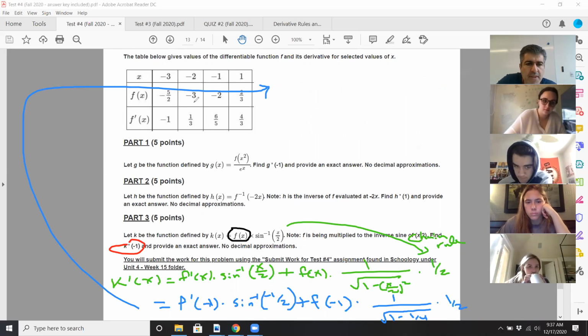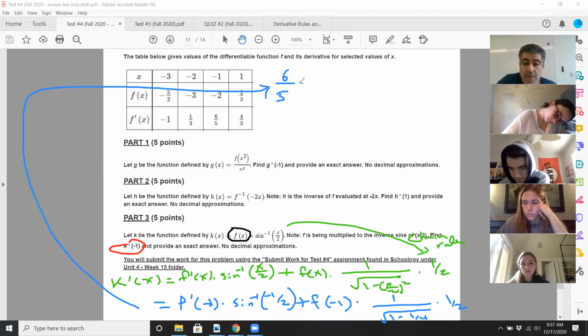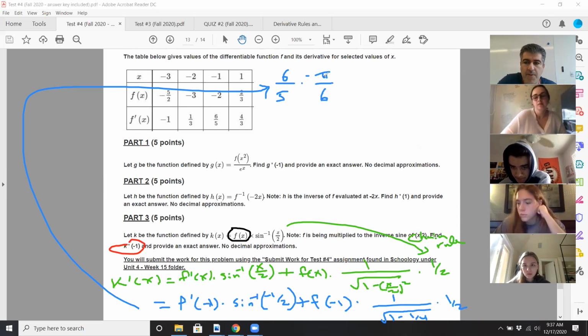f prime of -1 is easy. That's 6/5. Hopefully you guys remember your trig. Inverse sine of -1/2 is actually -π/6. Remember, it's always in radians. One of you actually did it in degrees, so I took off a point for that. Some of you guys did some weird stuff too. Some of you actually didn't do an inverse. You did a sine, or you put π/6 aside. It was weird. But it's just inverse sine, so it's -π/6.